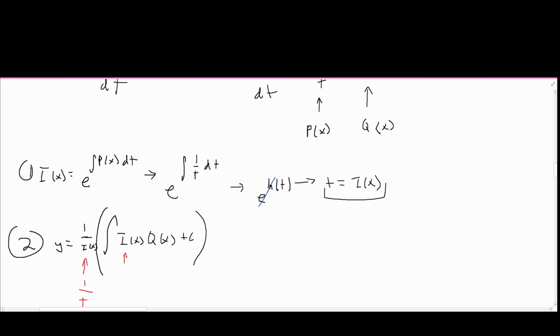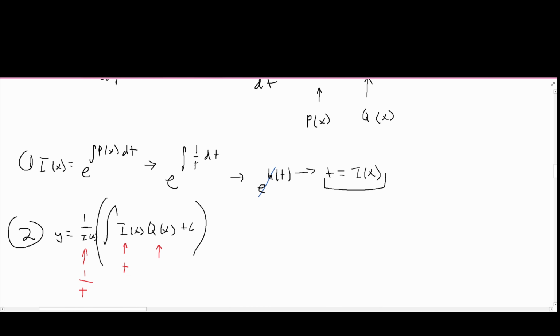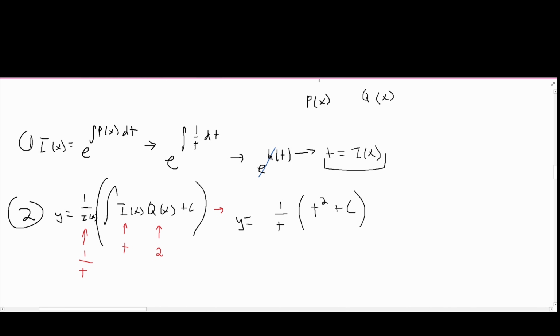Or, I'm sorry, this I of x is just going to be t. This q of x is going to be 2. And the c is just going to be c. After we integrate this, we're left with 1 over t times, in parentheses, 2t squared plus c.